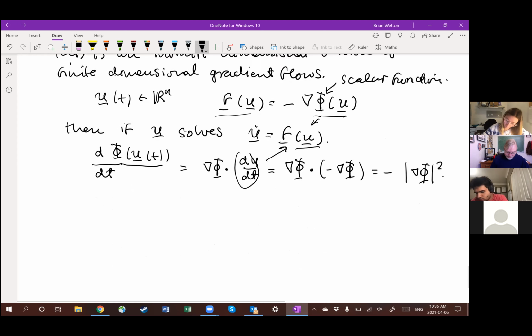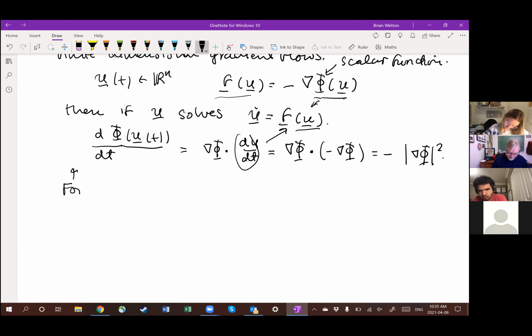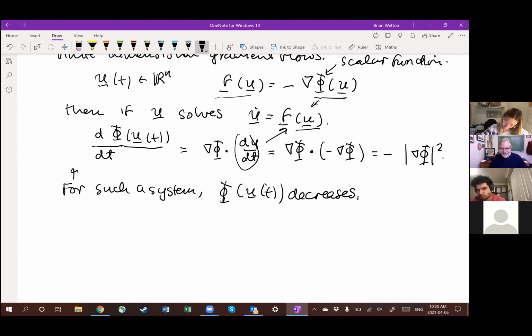And so now you can see for such a system, phi of u of t decreases. And if you happen to have some properties of phi, like if it was convex with the minimum, then you would know that all trajectories have to tend to that minimum location as t goes to infinity.